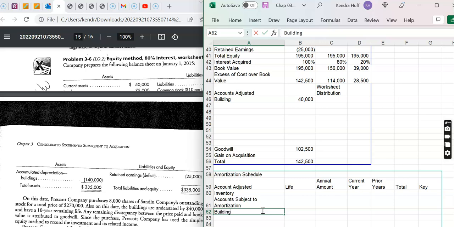All we had was the building. Building, 10-year life. So 40,000 divided by 10. I'm going to do 4,000 this year, and we've done 4,000 last year.